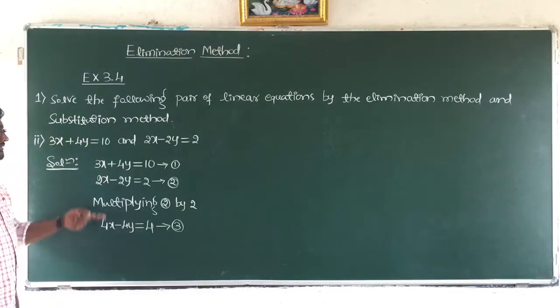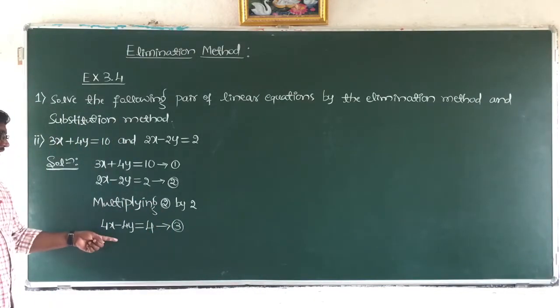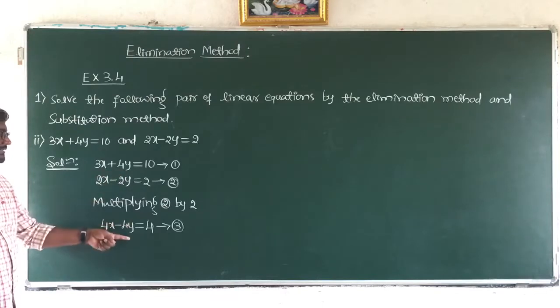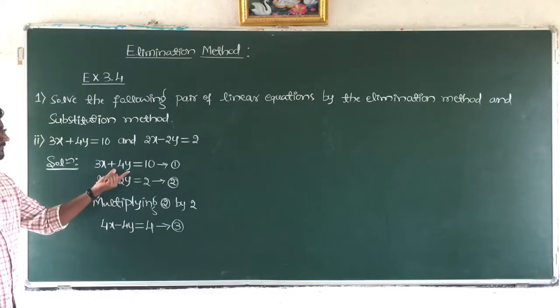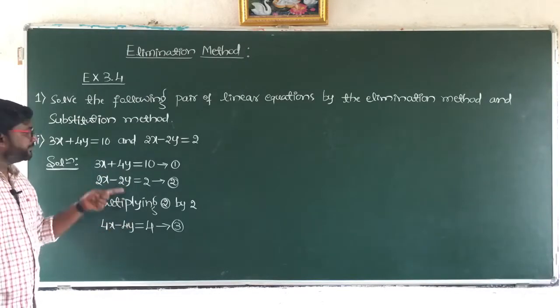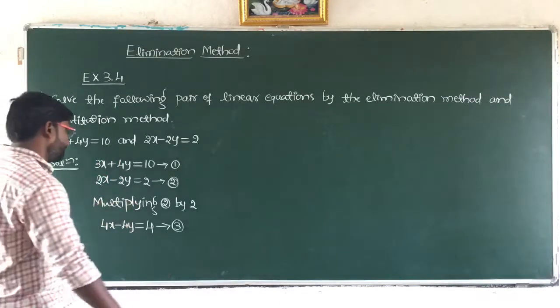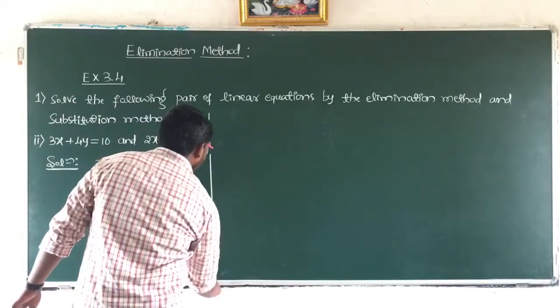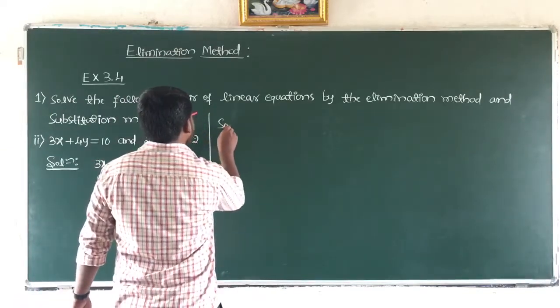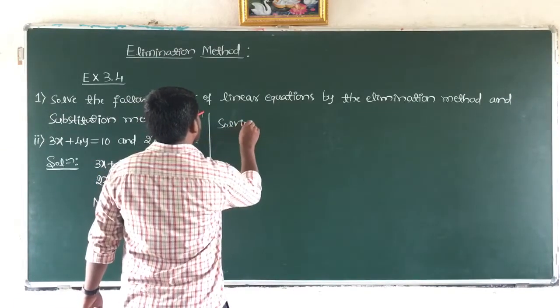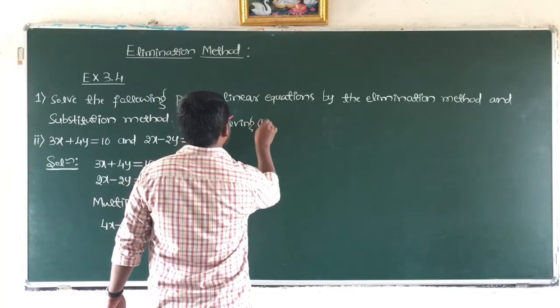Then now see the equation 1 and equation 3. So we have 4y as well as 4y. So here it is plus 4y, here it is minus 4y. If you add these equations, so y will be eliminated. So now solving 1 and 3.